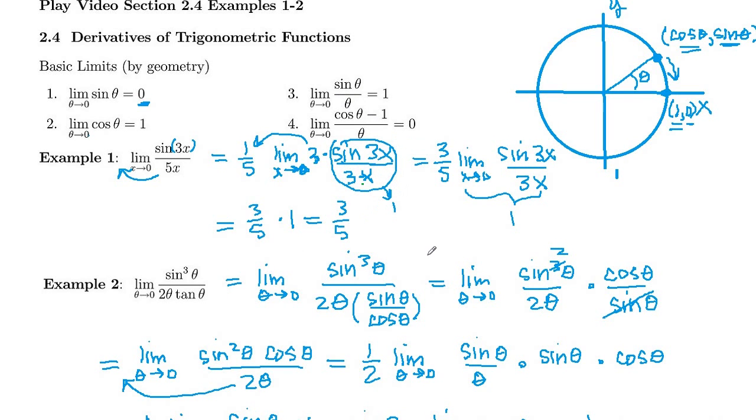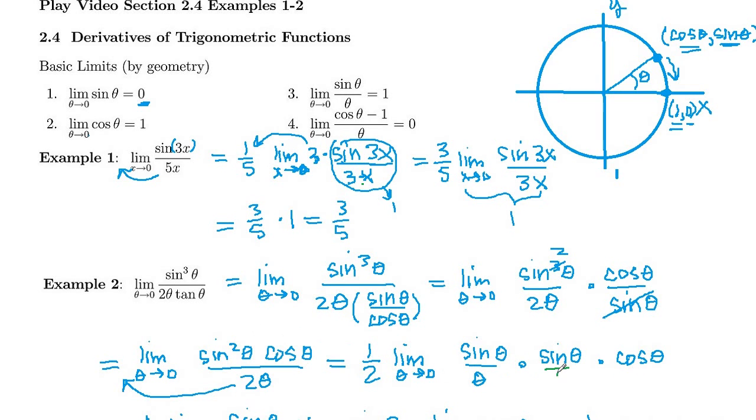And then in example 2, we had sine cubed theta over 2 theta tan theta. We changed the tangent to sine over cosine, inverted and multiplied, and that let us cancel one of the factors of sine, and that gave us sine squared theta cosine theta over 2 theta. We took the 2, brought it out in front, 1/2, because that's in the denominator, and then we broke our numerator up into sine theta, and cosine theta, so that's our sine squared cosine, and we took the theta and put it underneath the sine theta.